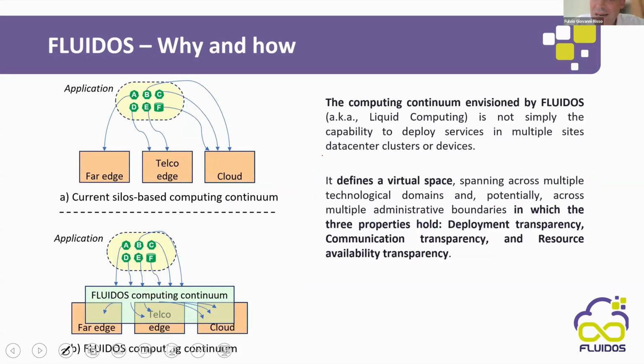And the current project, FLUIDOS, which is a very technical project, tries to introduce a level of transparency in where you deploy and how you deploy your application. The current model is you have an application made by multiple components, and in order to leverage the continuum, you have to say the first component goes here, the second component goes there, the third component goes there, and so on.